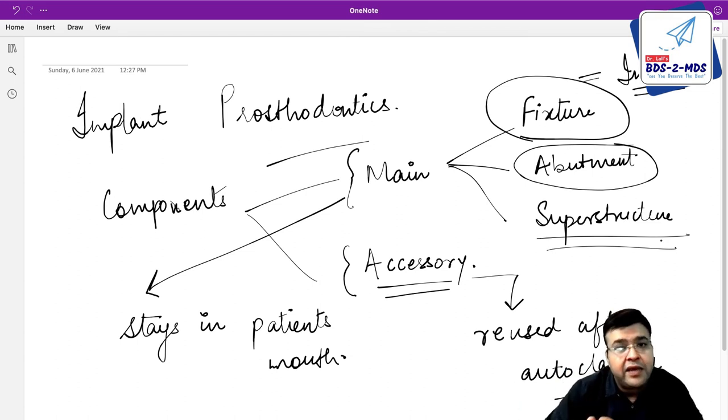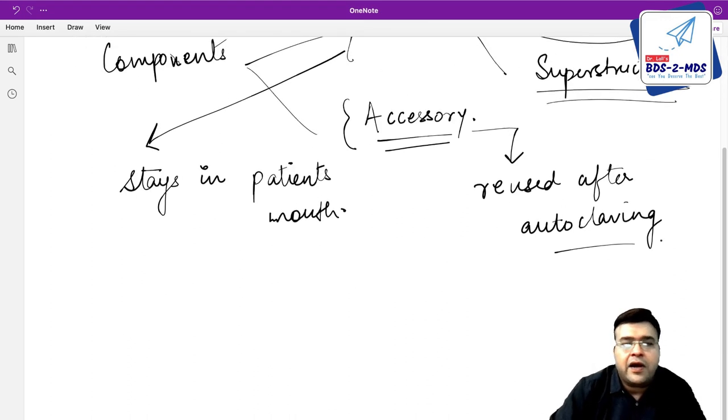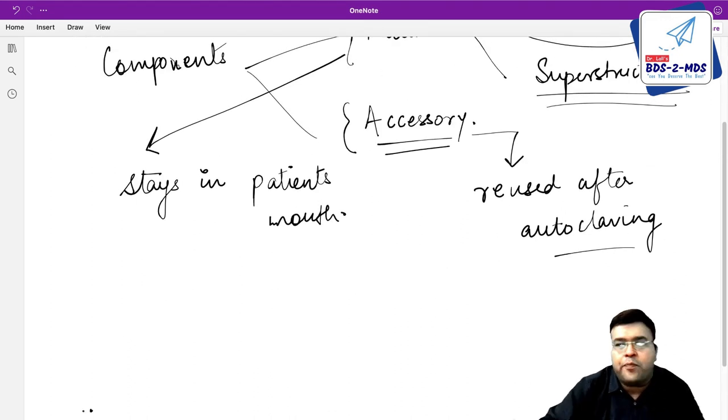So the superstructure is the teeth part of the entire prosthesis, which is going to stay in the patient's mouth. Where do I put this superstructure? On the abutments. And where does the abutment fit in? The fixture or the implant, right? So these are the main components of implant prosthetics. Coming down to your accessory components.